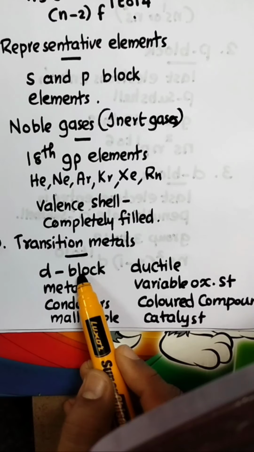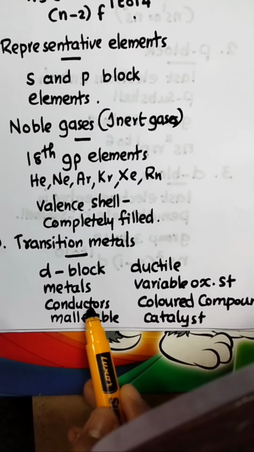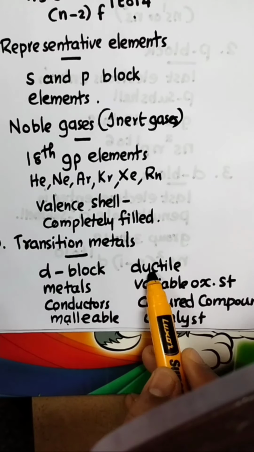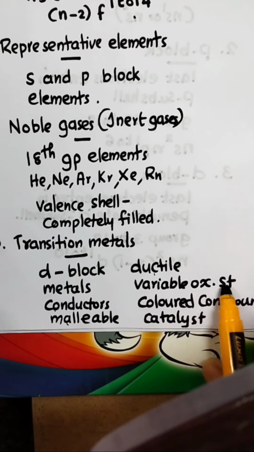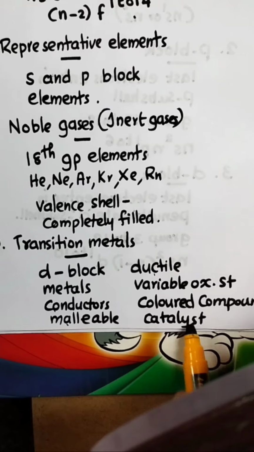D block elements are called transition elements. They are metals. They are good conductors of heat and electricity. They are malleable and ductile. They show variable oxidation state. They produce colored compounds. They act as catalyst.